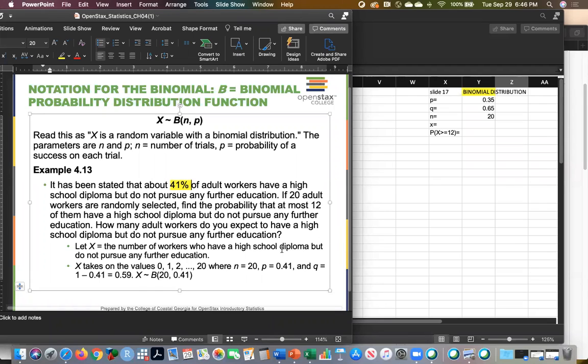So let X be the number of workers who have a high school diploma but do not pursue any further education. My random variable is going to take values from 0 to 20, because here I'm finding a sample of 20 adults. And so that is the sample size. The probability is going to be 0.41. Of course, q is going to be 1 minus 0.41. And the random variable is that at most 12 workers, right?